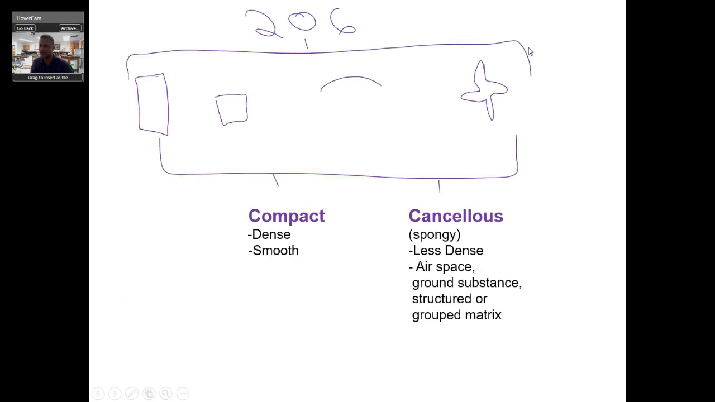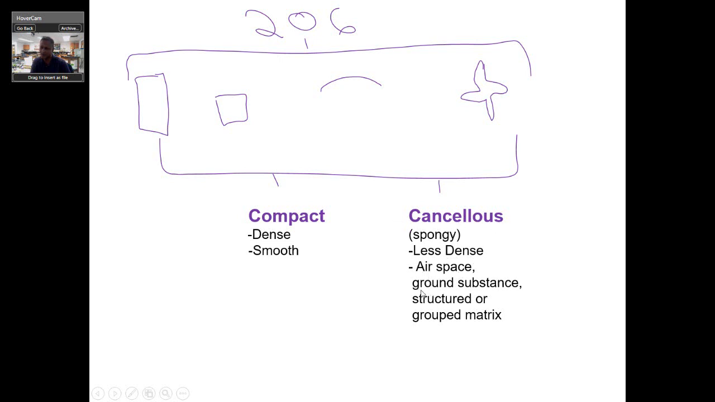Now, this is a little schematic. Imagine this being an irregularly shaped bone. This is a flat, short, long, but they both have these two combinations. So instead of going into great detail about the four types of bones, the composition of all those bones is either densely packed and smooth or spongy. We call it cancellous. It's less dense and it's airspace.